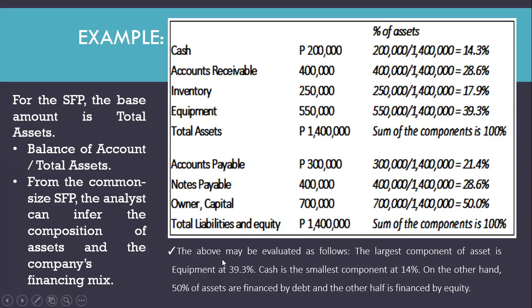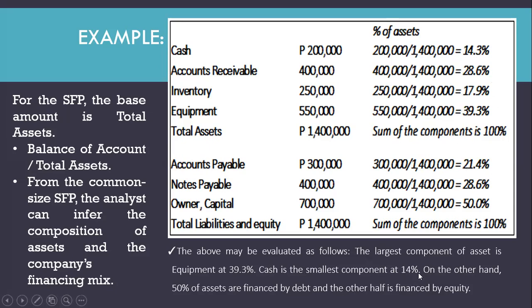Sabi dito, the above may be evaluated as follows. The largest component of asset is equipment. Kasi nga, ang equipment ay nagkakaroon ng 39.3%. And cash is the smallest component at 14%. Okay, so dito sa assets niya, mas mataas daw po yung equipment. Pero okay lang din yan kasi positive pa rin naman yung naging result.